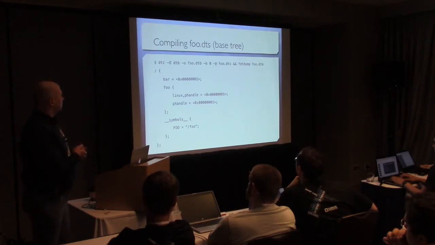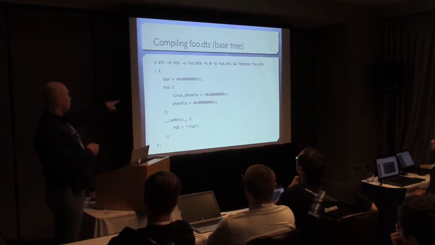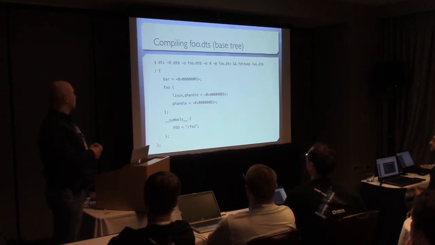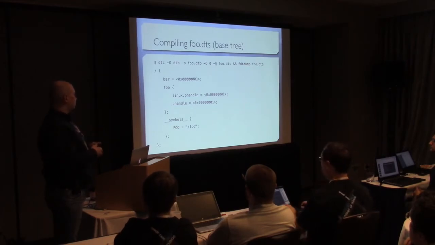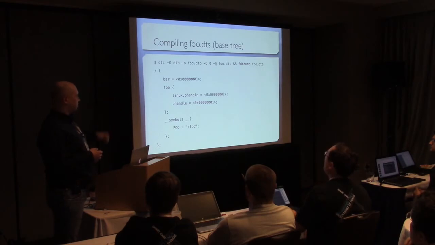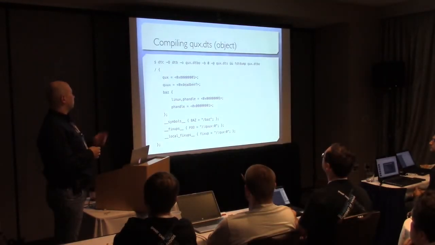So let's go and see what's going on. If you compile the foo DTS file, that's what's generated. You see that for the foo node, phandle properties are generated. And you also see that there's a symbols node that says, okay, I have a label that's named foo, and it's pointing at the foo node. Now we compile the QUX DTS, and we see that the first property that was a local property is actually defined. It's 0, 1.